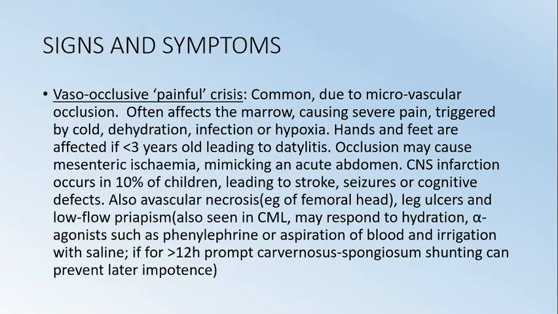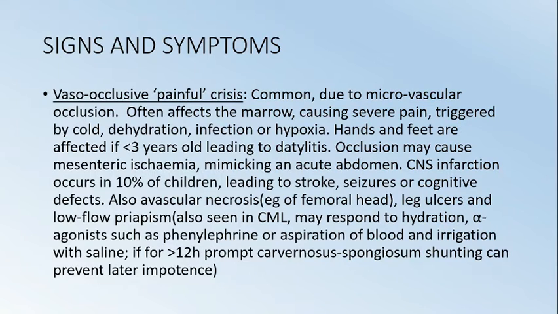They produce ischemia, which then manifests as acute pain and tenderness, and it often affects the marrow, causing very severe pain triggered by cold, dehydration, infection, or hypoxia. So those are some of the triggers. The hands and feet are also affected; if less than 3 years old, it will lead to dactylitis, which can also be called hand-foot syndrome, caused by painful infarct of the digit.